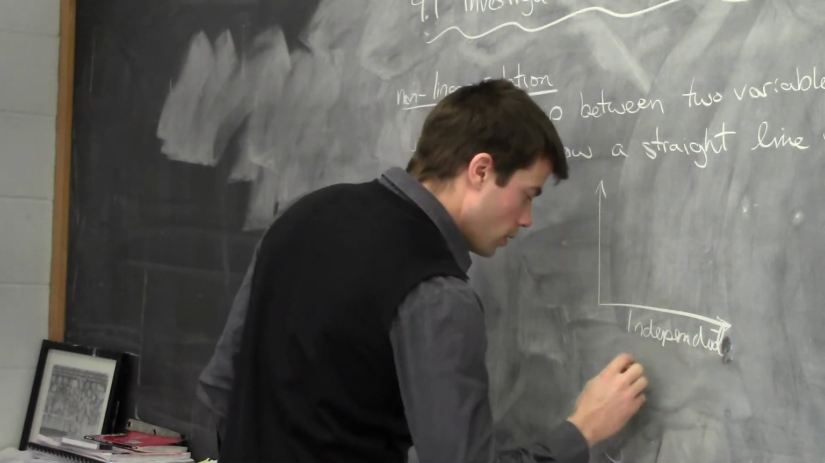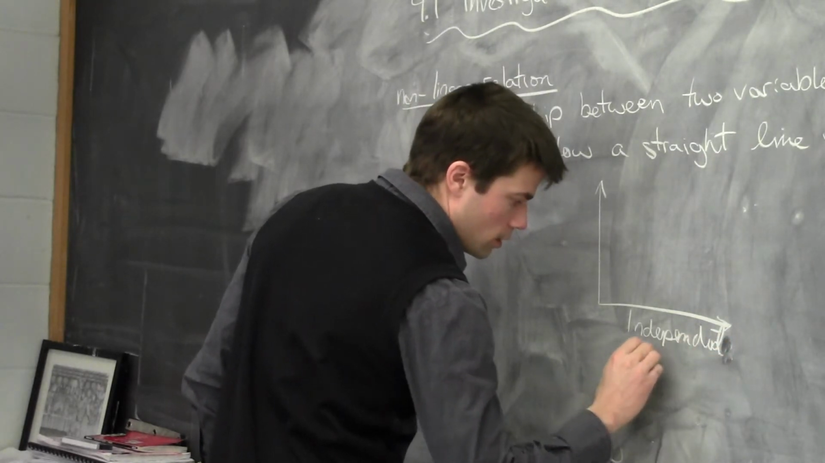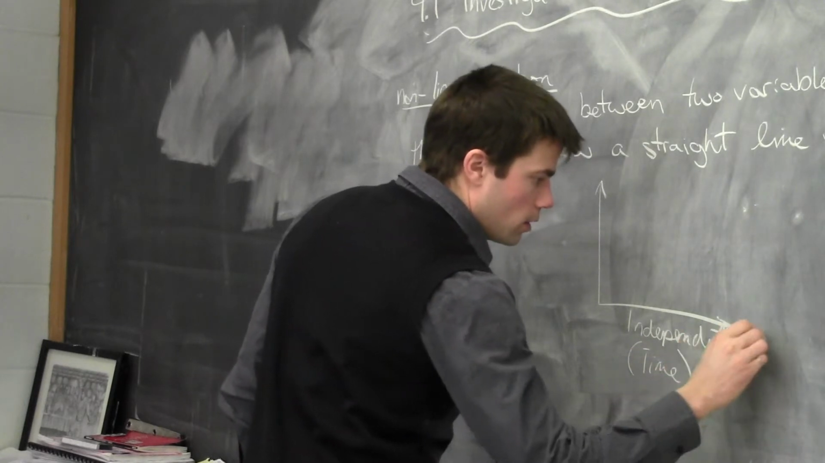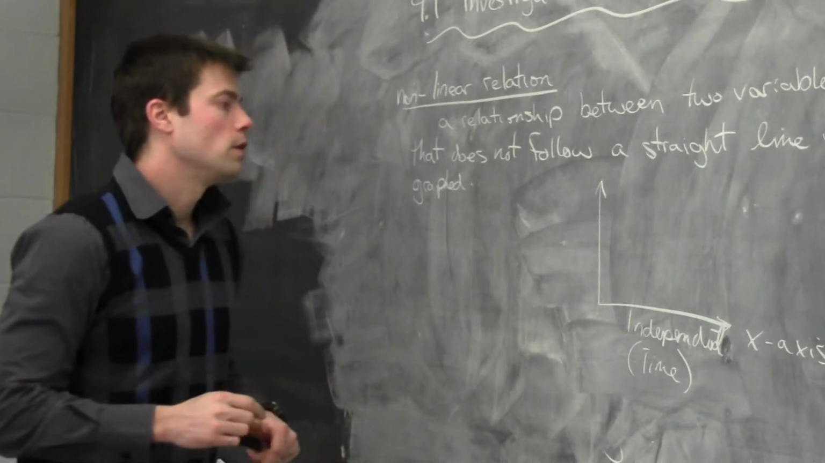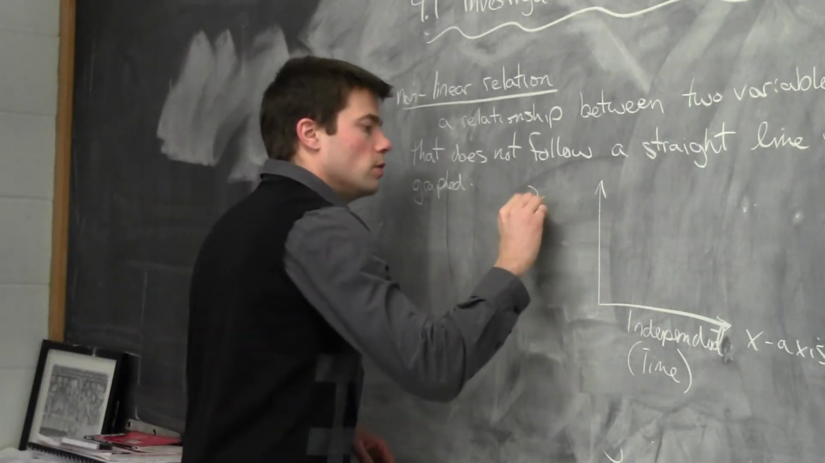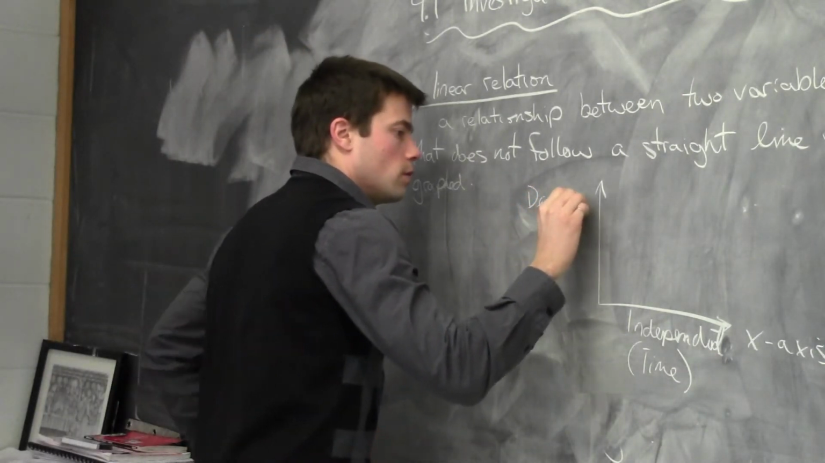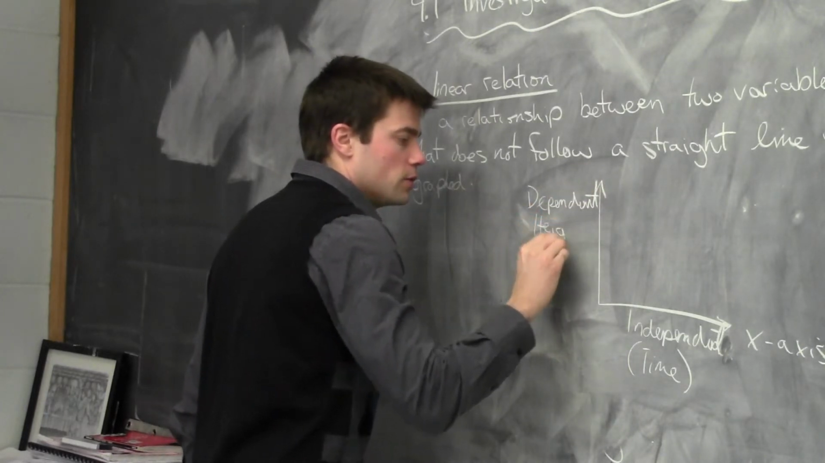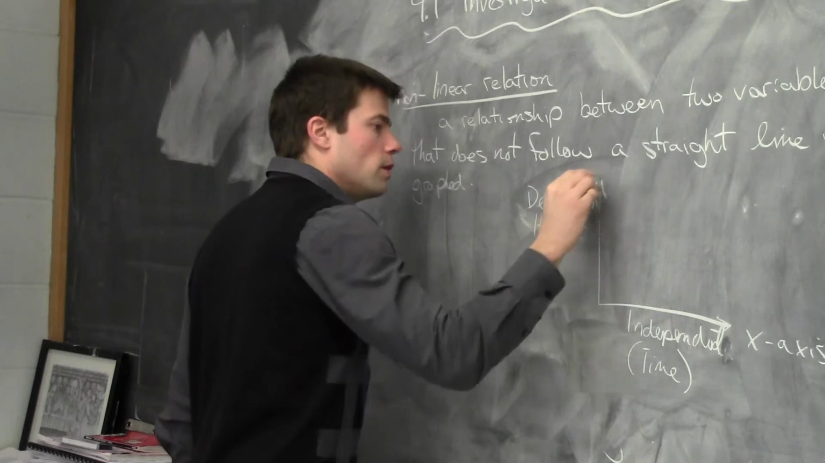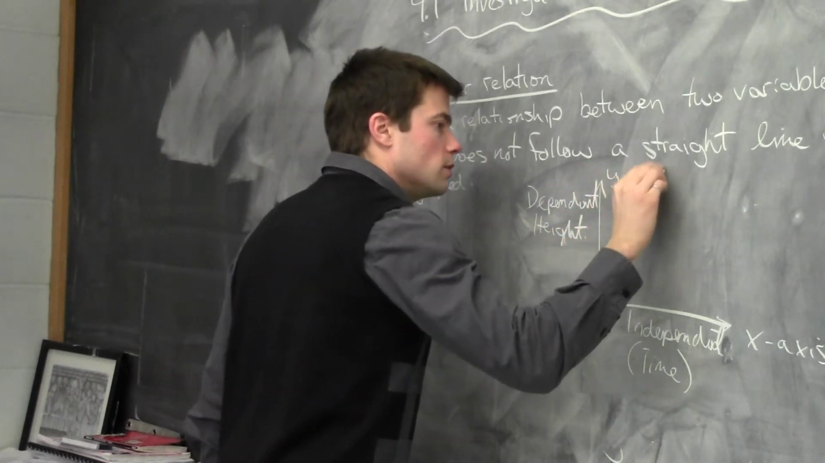Independent. This could be time. And the dependent variable could be something such as height, so we're measuring height over a certain amount of time. So this is the y-axis.